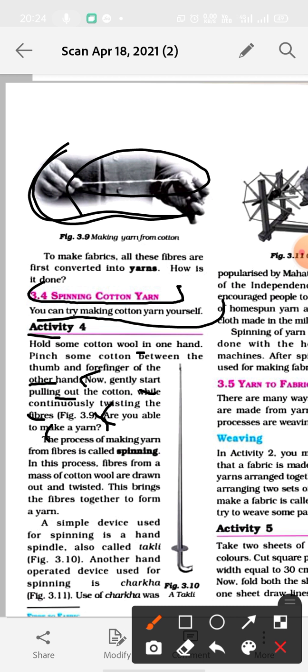The process of making yarn from fibers is called spinning. So what is spinning? The process of making yarn from fibers. हम fibers के through जो yarn बनाते हैं उस process को बोलते हैं spinning. This process is spinning.